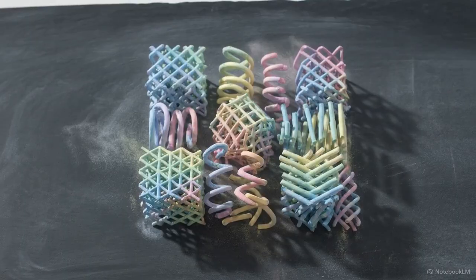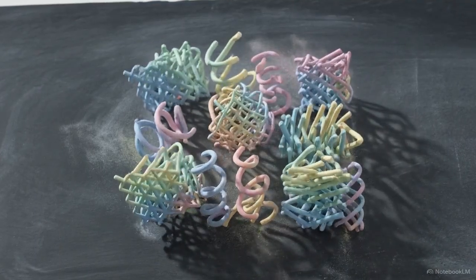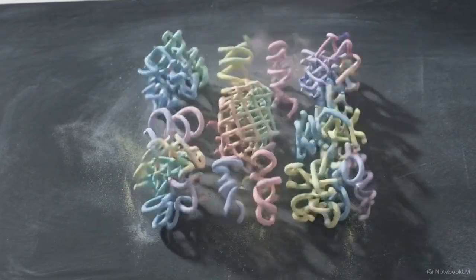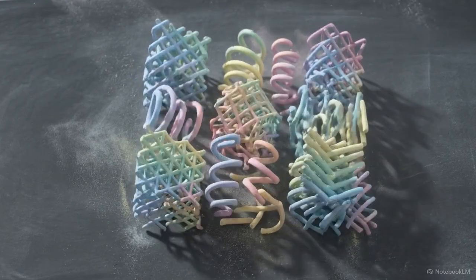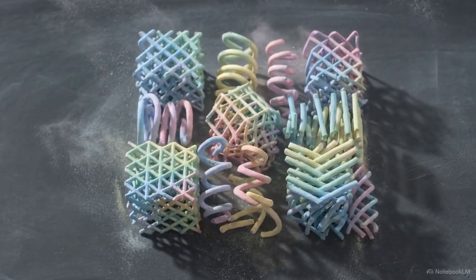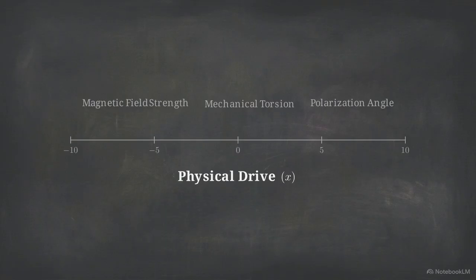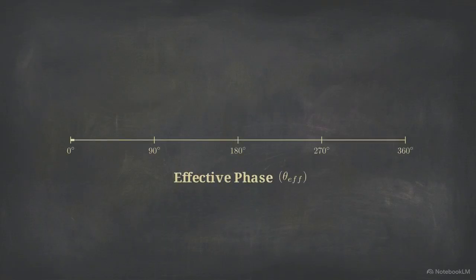The experiment begins by identifying a controllable physical drive variable, x. This parameter can represent physical angle, polarization, torsion, or magnetic field direction. We then map this physical drive x onto an effective phase coordinate, theta effective. This mapping normalizes disparate physical systems into a unified geometric testing space.